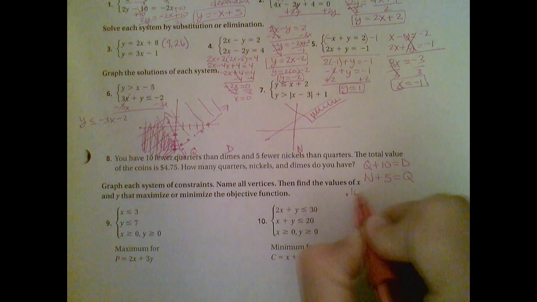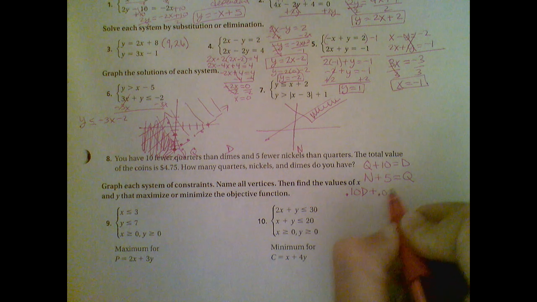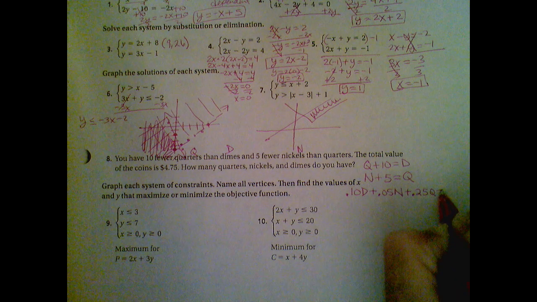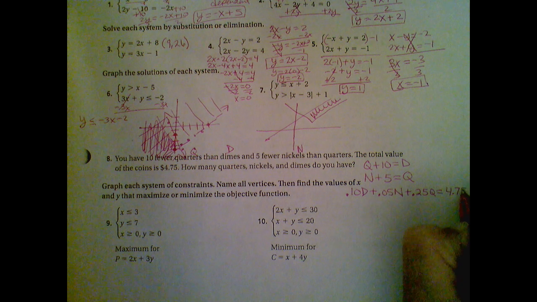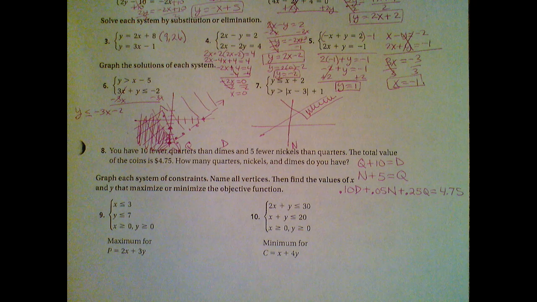So it's 10 cents times our D plus 5 cents times our N plus 25 cents times our Q equals our total amount that we have for money, so $4.75. So we have our three equations. We could use either substitution, elimination, or the matrices to solve for this one. I'm going to probably choose to do this one by the matrices, since we haven't done one using that method.